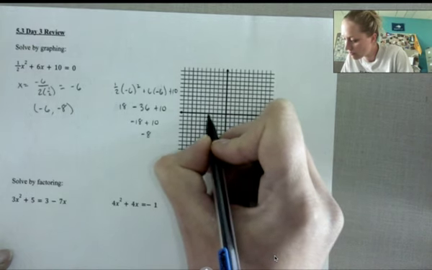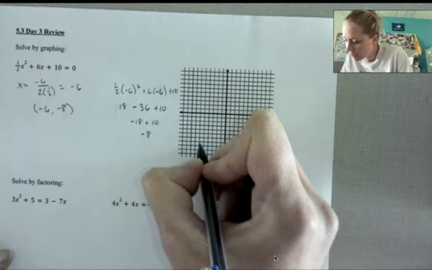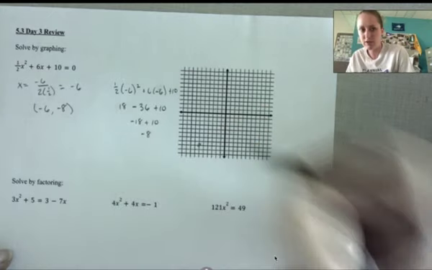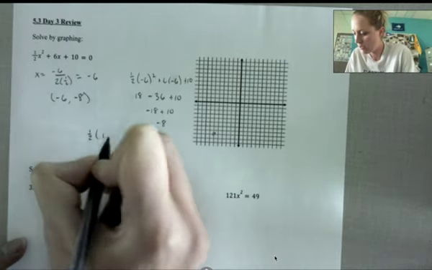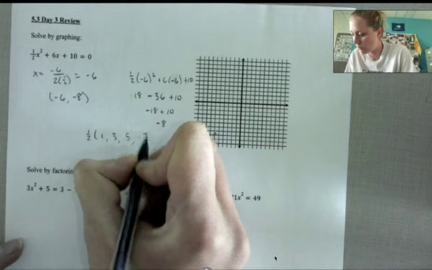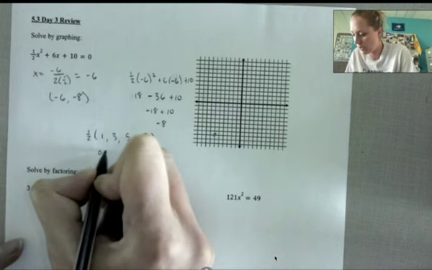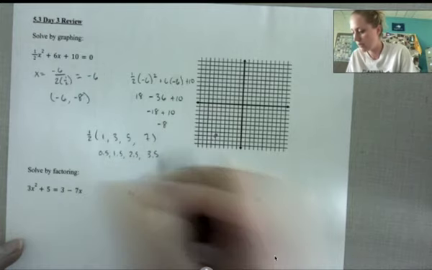1, 2, 3, 4, 5, 6. 1, 2, 3, 4, 5, 6, 7, 8. All right, so there's our vertex. Okay, I'm going to use my 1, 3, 5 pattern. So half... And I'm probably going to maybe even have to do 7, we'll see. So we get 0.5, 1.5, 2.5, 3.5.